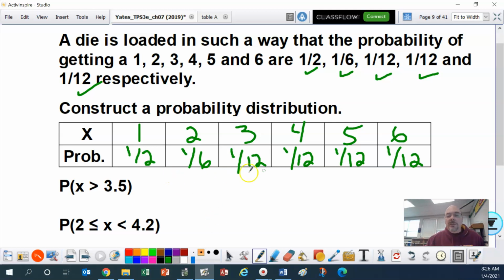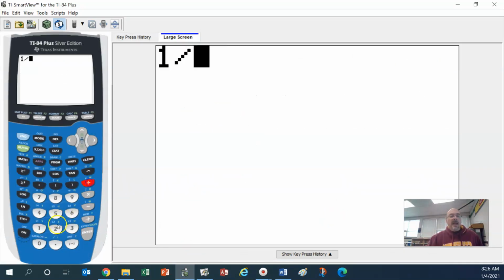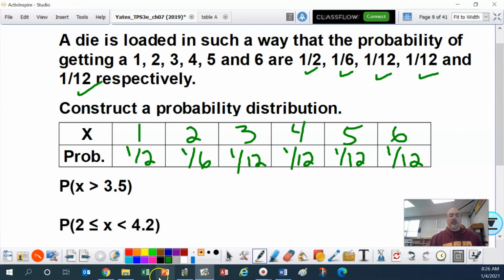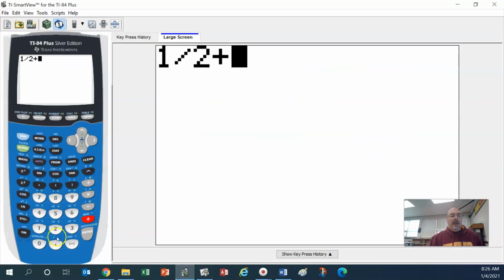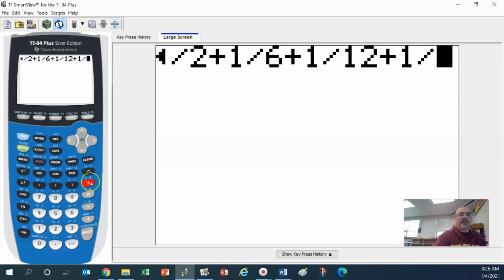Let's make sure. Remember, these are supposed to add up to 1. So let's just make sure really quick with our calculator. So I'm going to go ahead and take that half plus, let's see, what was the next one? Sometimes I forget things quickly. Let's see, 1/6. Okay, got it. All right. So I'm going to add 1/6. And then I'm going to add 1/12. Actually, I'm going to click on the screen to do this because I can do it faster.